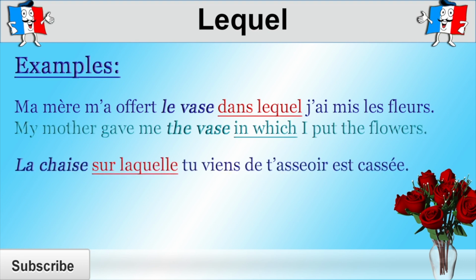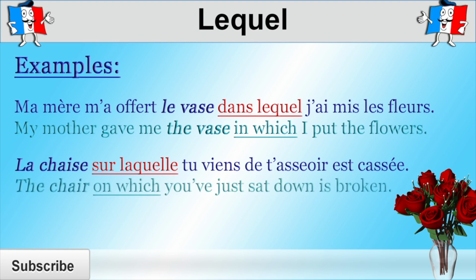La chaise sur laquelle tu viens de t'asseoir est cassée. The chair on which you've just sat down is broken. So why are we using laquelle here? We're using laquelle because it refers to the indirect object chaise, which is a thing, not a person, and is feminine singular. And you can tell that chaise is feminine because it's preceded by the definite article la.